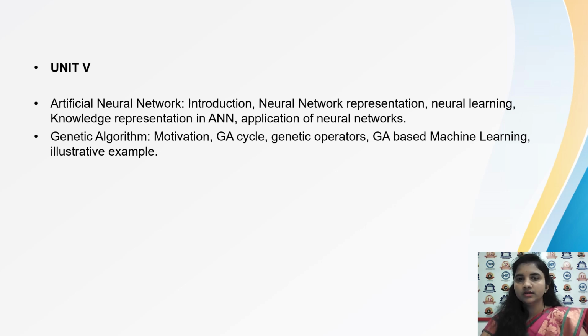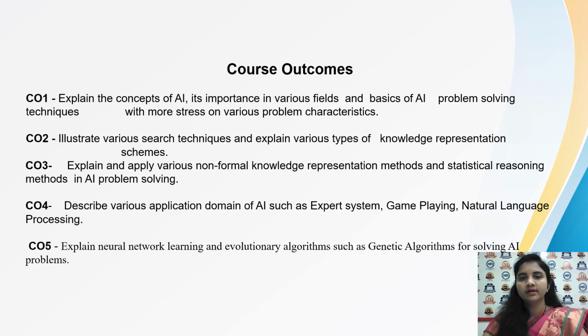Here: introduction, neural network representation, neural learning, knowledge representation in ANN, application of neural network. And the last topic is genetic algorithm. Genetic algorithm contains motivation, genetic algorithm cycle, genetic operators, genetic algorithm based machine learning, and examples. Next and last are the course outcomes of this subject.